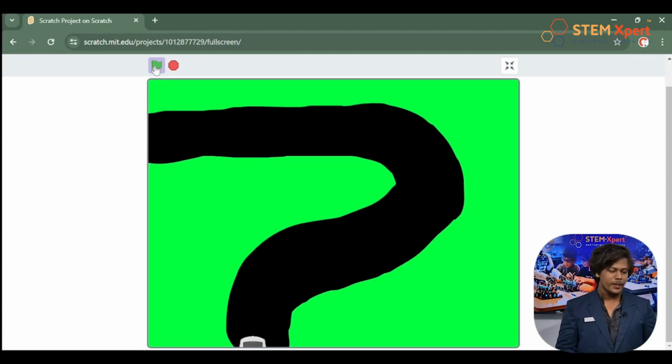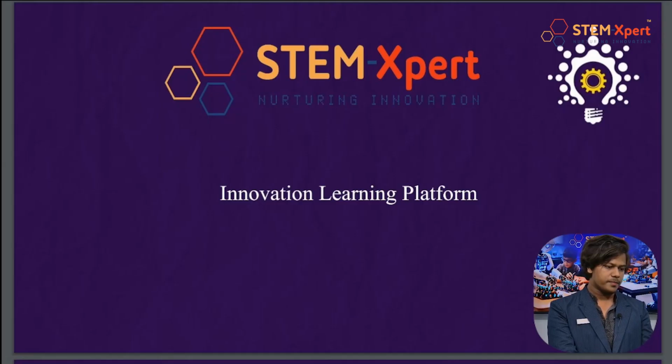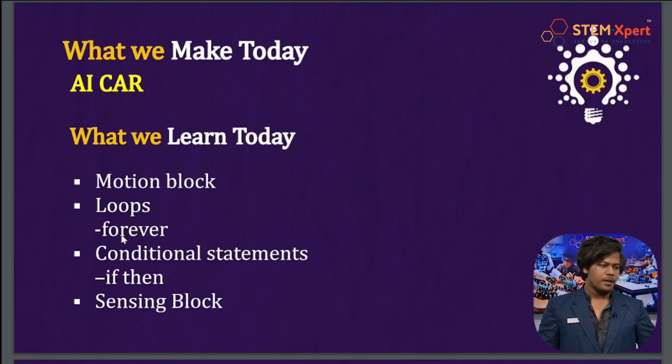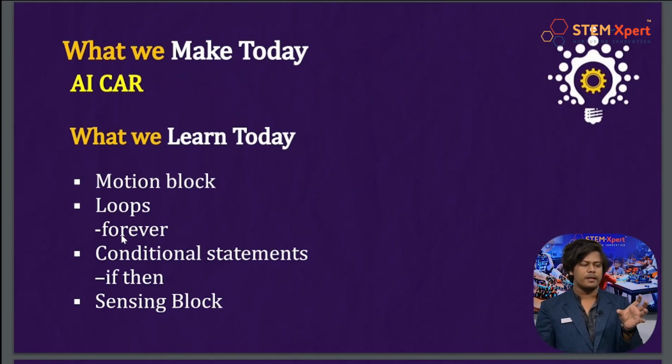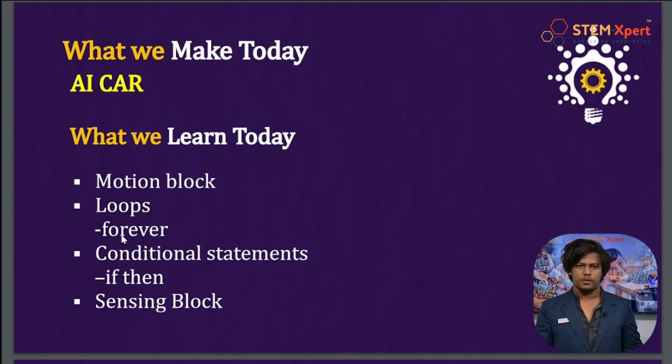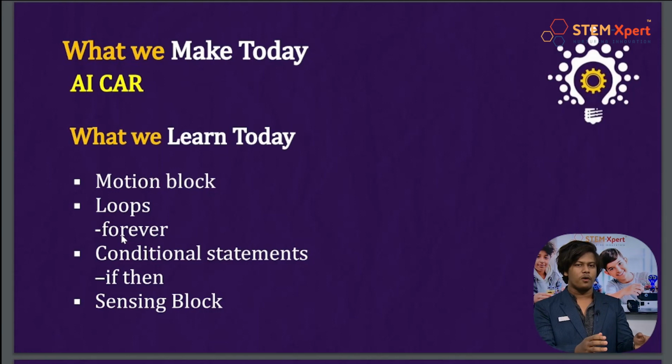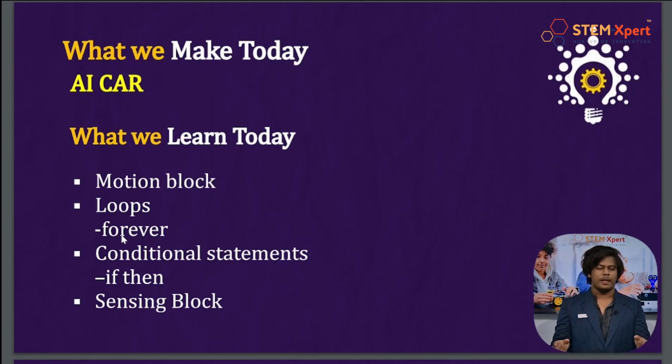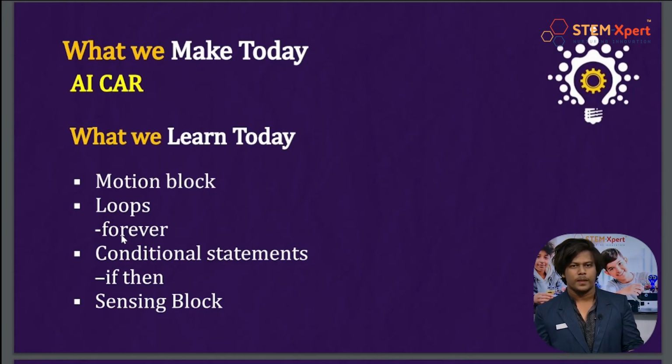Okay, let's get into it. So first of all, let's talk about the things that we will be learning today. Well, I hope you can see the screen. So here we can see the things that we will be learning today. Throughout the project, we will be learning these concepts. We'll be using a lot of blocks such as motion blocks, loops, conditional statements, and sensing blocks. By using these blocks, we will be making an amazing project. And what is our project name? I just forgot. Yeah, AI car.